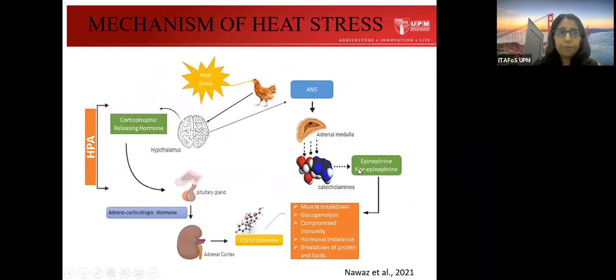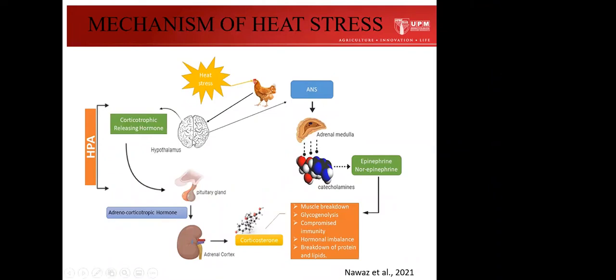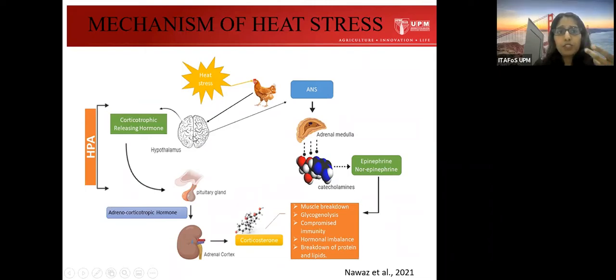Next, I would like to talk about the mechanism of heat stress. The mechanism of heat stress starts with the brain. The hypothalamic-pituitary-adrenal axis is a complex signaling pathway from the brain to the adrenal gland that controls the chicken's response to stress. In response to stress, the hypothalamus releases corticotropin-releasing hormone, CRH, that stimulates the anterior pituitary gland, located just beneath the brain, to secrete ACTH. It travels through the bloodstream to the adrenal gland, located atop the kidney, which is then stimulated to secrete corticosteroid.